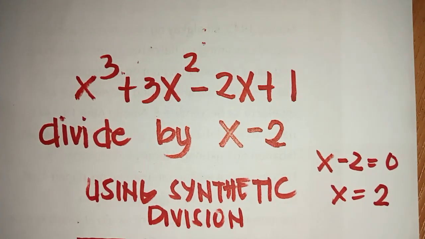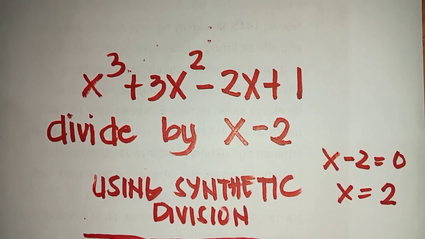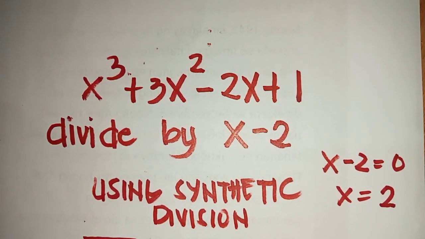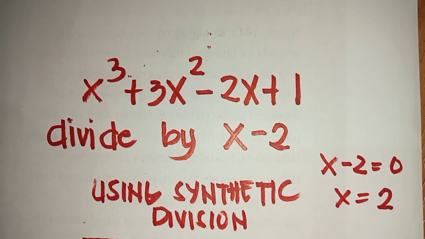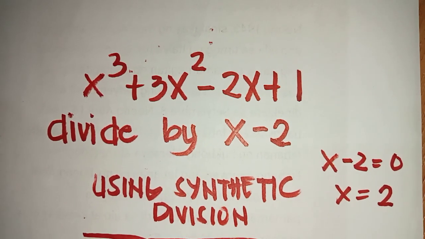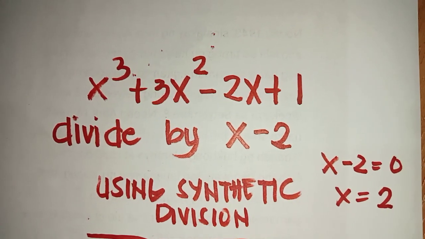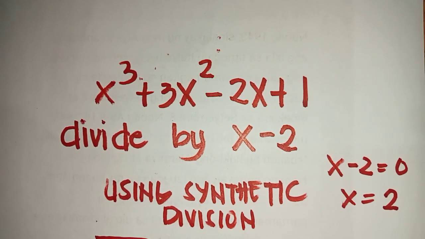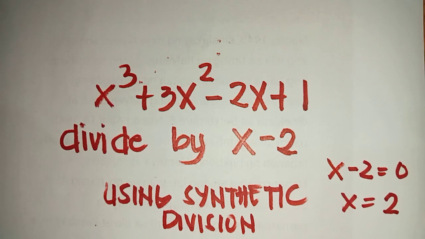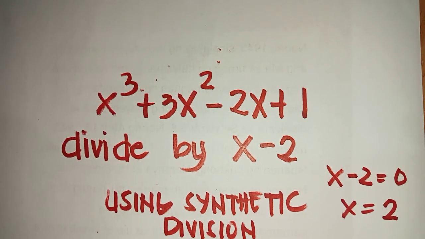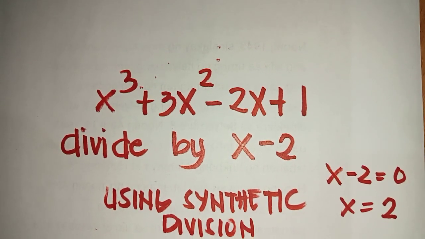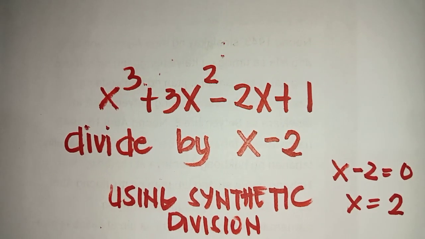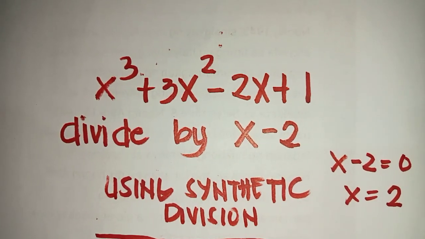Alright, so we have x cubed plus 3x squared minus 2x plus 1 to divide by x minus 2. So this polynomial must be divided by the divisor x minus 2. So this x minus 2 must be equal to 0, so you can get the value of x, which will become 2. So you divide using synthetic division. So this 2 will be the divisor.